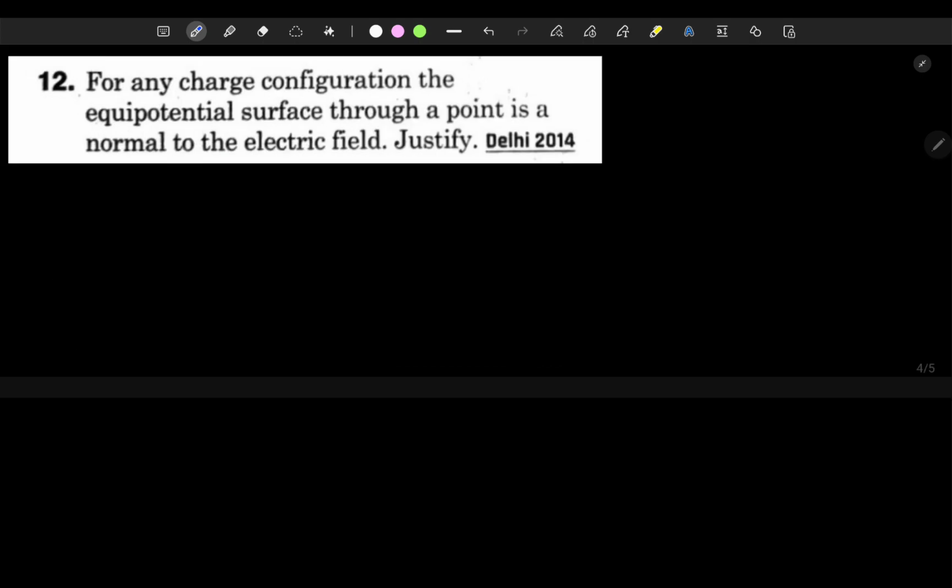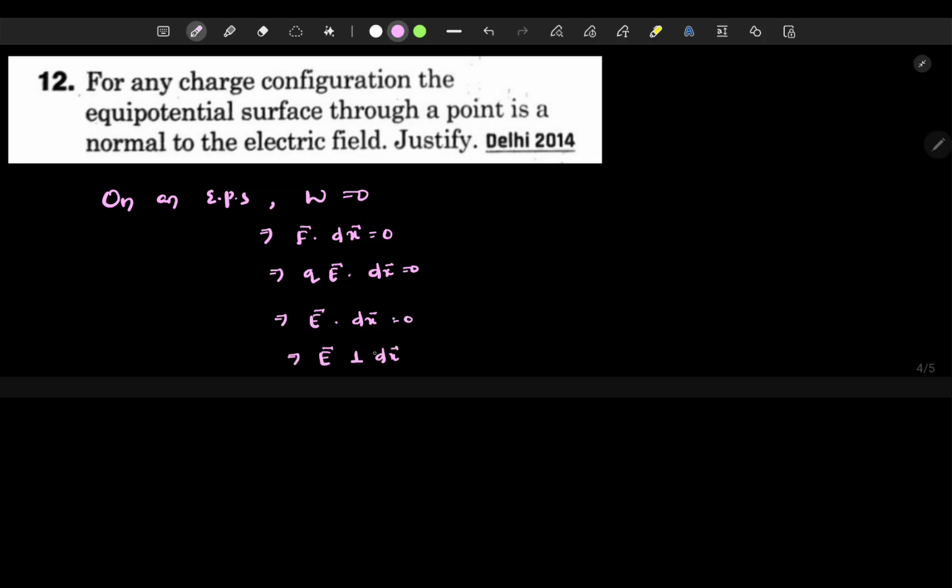Next question: for any charge configuration, the equipotential surface through a point is normal to the electric field. Justify. Again you have to write like this, as previously discussed. On an equipotential surface, the work done in order to move a charge from one point to another point on the EPS is equal to 0. W is equal to F vector dot dx vector equal to 0. F vector is q into E vector, so E vector dot dx vector is equal to 0, which implies the electric field is perpendicular to dx vector. E vector means electric field lines and dx vector means your EPS. So both are perpendicular to each other.